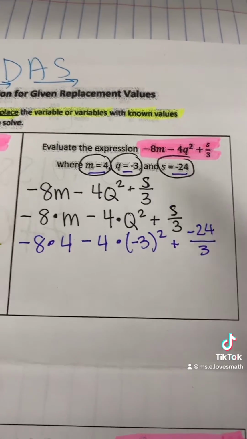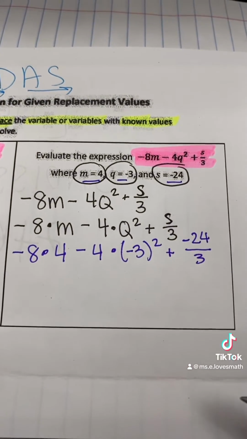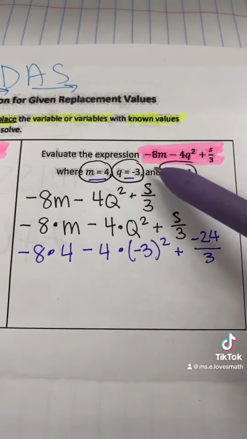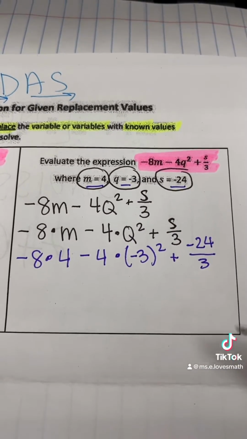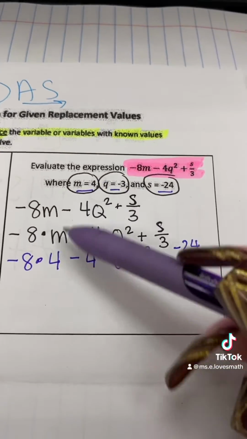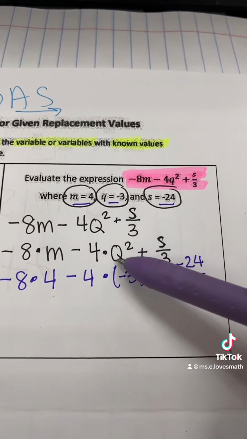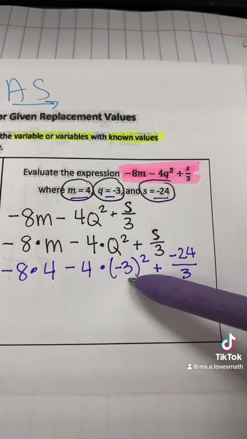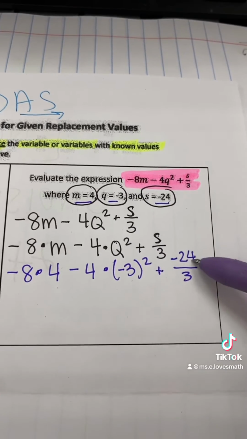After you show your multiplication, the next step is to plug in or replace all of your variables, or your letters, with their numbers. So m was 4, q was negative 3, and s is negative 24.